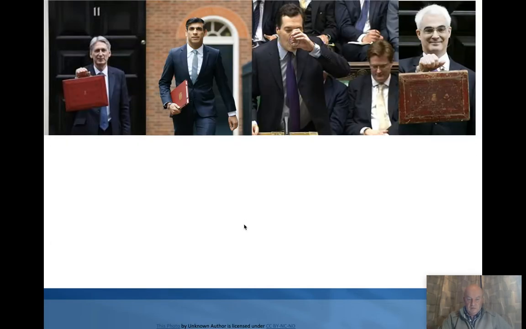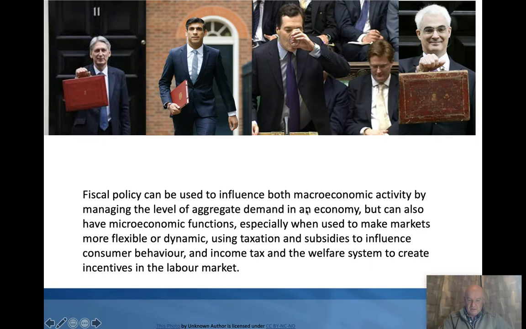Okay, all of these chaps that you can see in the picture have all got something in common. They've all held the office of the Chancellor. Obviously, we've got the current Chancellor, Rishi Sunak. We've got the previous Chancellor, George Osborne. We've then got Philip Hammond, who was briefly Chancellor, and also Alistair Darling, who was the last Labour Chancellor.